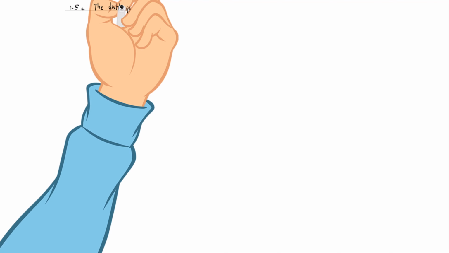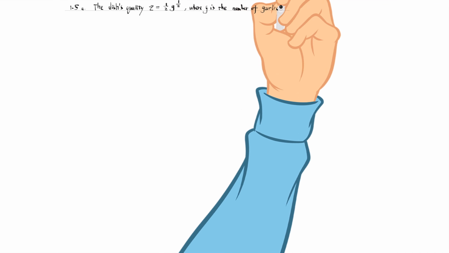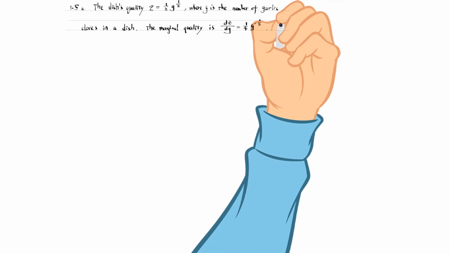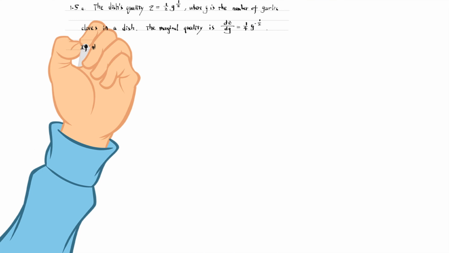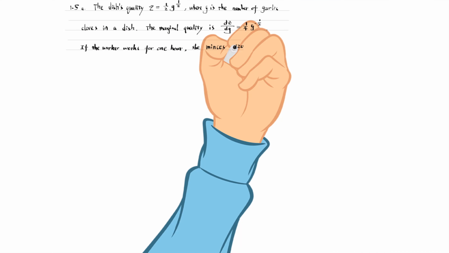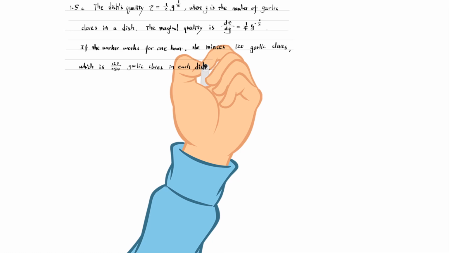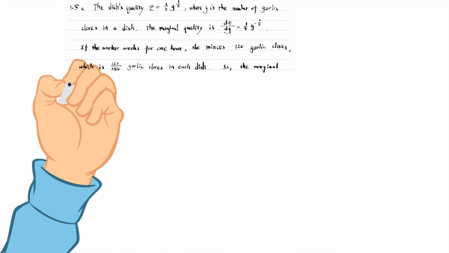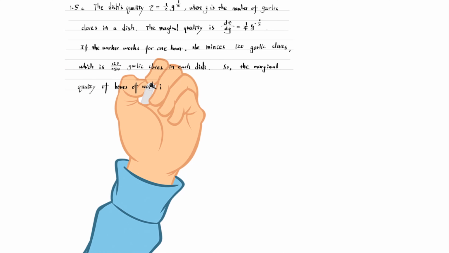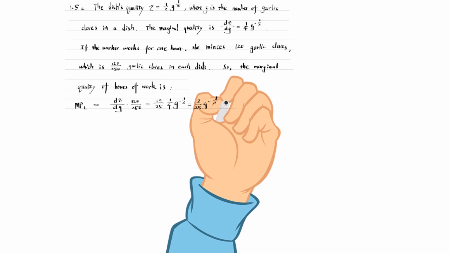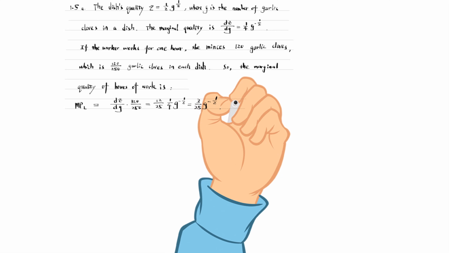We start with the quality equation. The marginal quality is the derivative of quality with respect to the number of garlic cloves. Notice that the marginal quality is for each dish. If the worker works for 1 hour, she minces 120 garlic cloves, which is 120 divided by 250 garlic cloves per dish. So, the marginal quality of hours of work is the marginal quality per garlic clove in a dish times the number of garlic cloves in a dish per hour, which can be seen as the marginal product of labor.